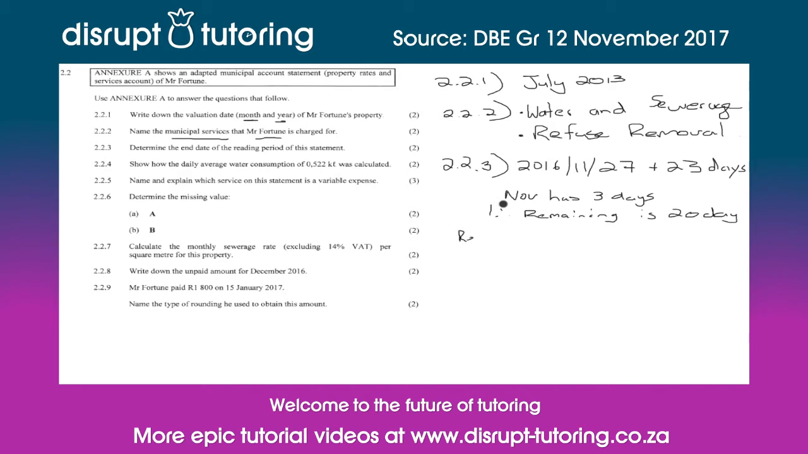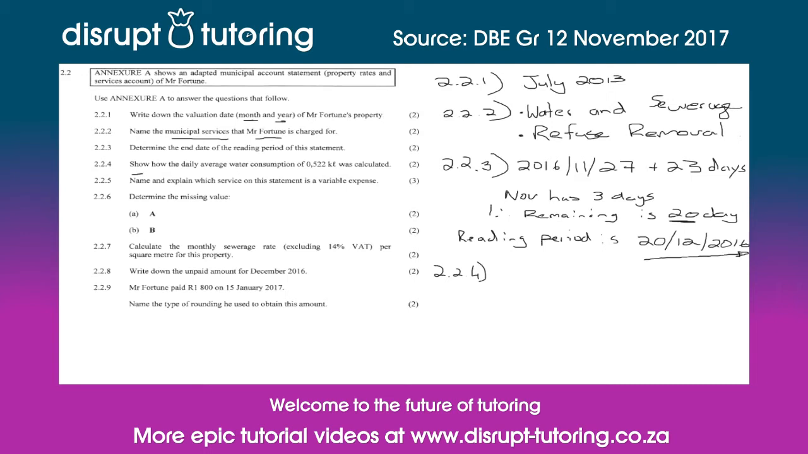So the end of the reading period is the 20th of December 2016. So that is your final answer. So you take those 20 remaining days and you add it to December, so it takes us to the 20th of December 2016. Okay. And then on to 2.2.4.